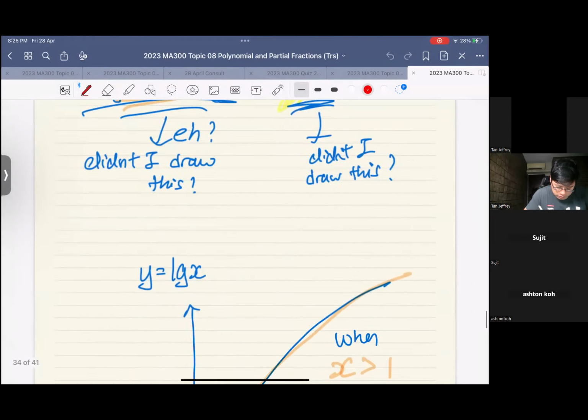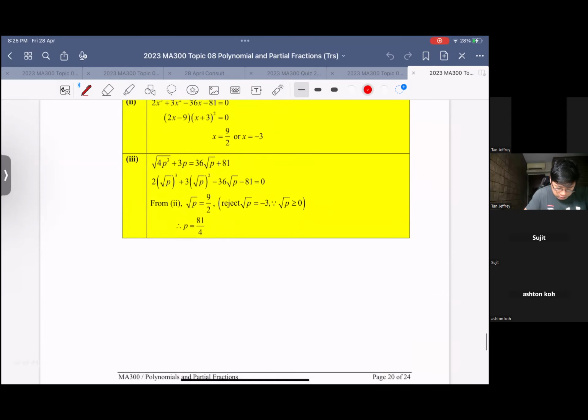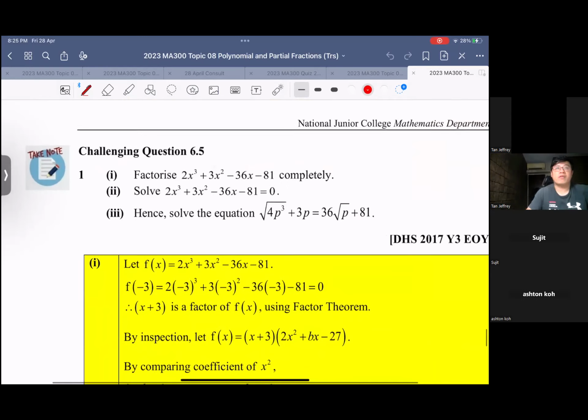Wait, this is yesterday's notes, sorry. Okay, 6.5, right? First, we need to factorize the expression completely, which is okay lah. So what we'll do is the first step, of course, we need to find the linear factor. Okay, we need to find a linear factor.